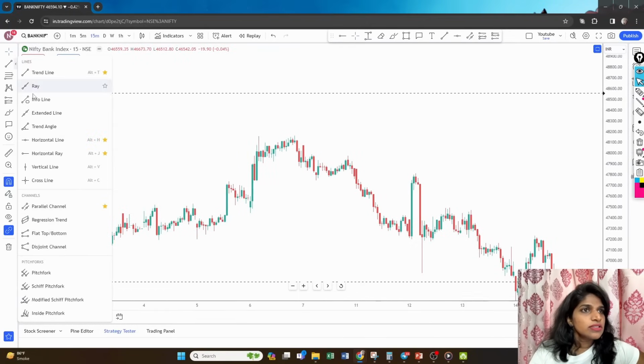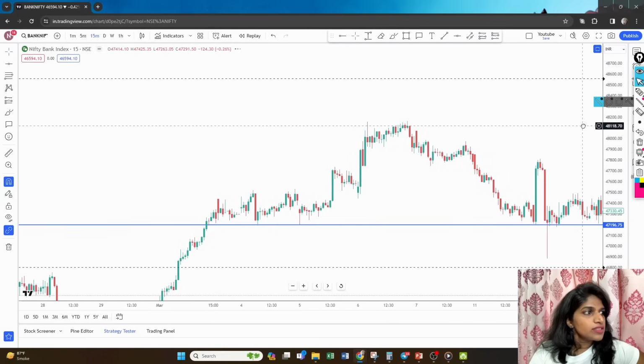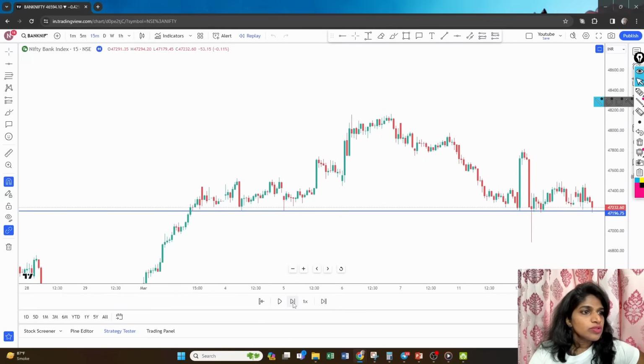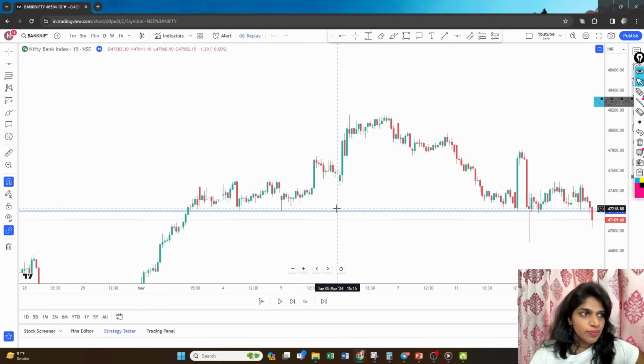So I'll just draw a line. This was basically our support. I'll just show you on a replay basis as well. So this is where we get a breakdown of this particular support. This support was around 47,200. Now we are basically going to wait for an inside bar.